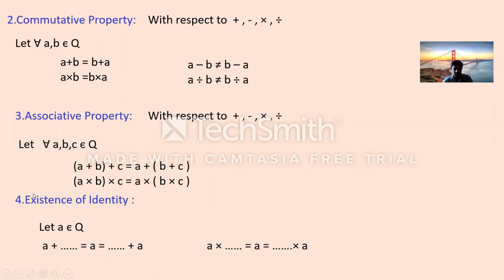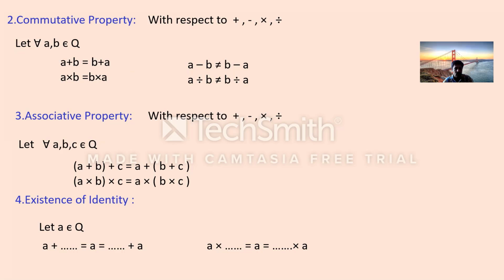Commutative property. Commutative property states that the change in the order of two numbers on a binary operation does not change the result. Here the binary operation could be any one of the four fundamental operations. That means maybe plus, minus, into, division.